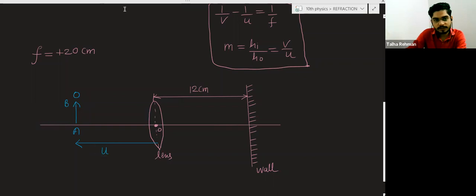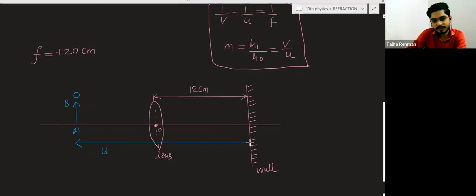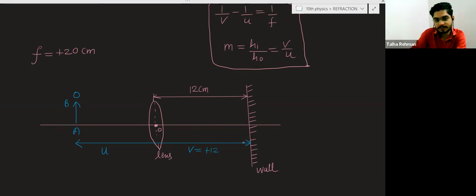But they are saying the image is forming on the wall. So the image distance is this distance. For measuring the image distance, you are moving in the direction of the light, so you will take this image distance as positive, and it is given. What is this distance? Azaan, can you tell me the image distance? 12 centimeter. You will take plus 12 centimeter. Why are you taking plus 12 centimeter?